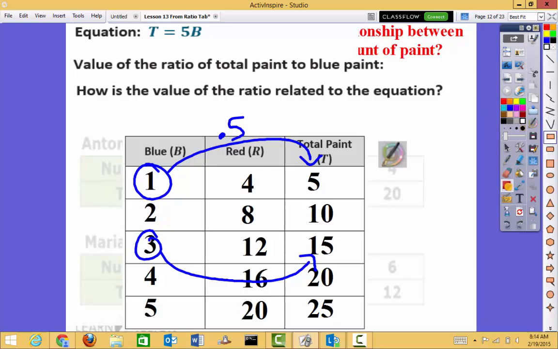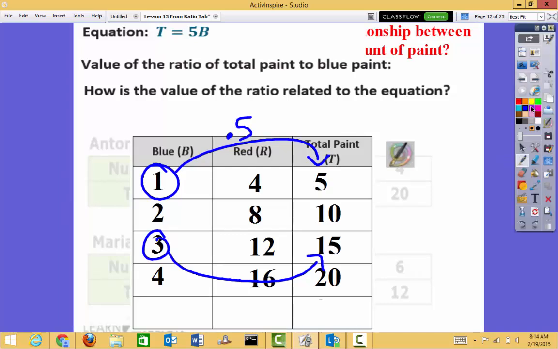Now what if again I have this problem? I don't know how much blue paint I have. Well, it still doesn't matter. I'm still taking my blue paint, even if it's a variable, and I'm doing the same thing. I'm multiplying by 5. So what is that? Well, my total paint equals what? B times 5, or that 5B.